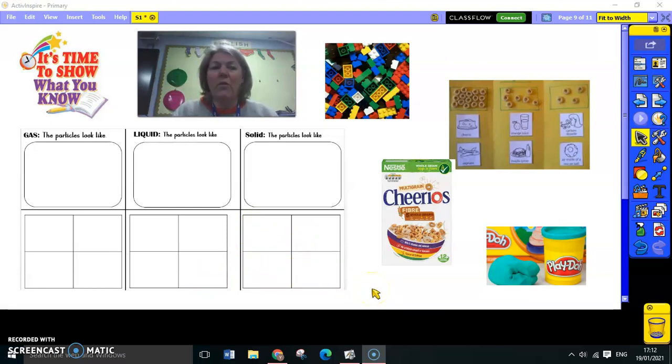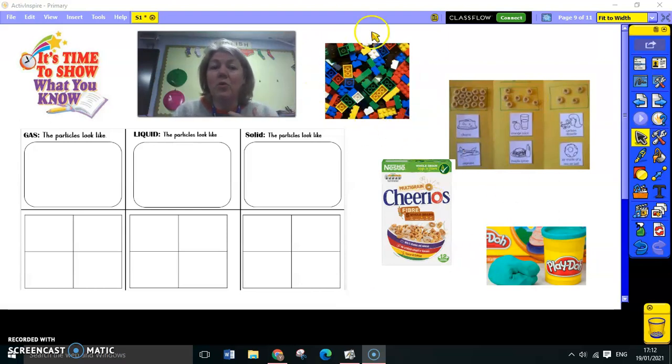Okay, so you could show it me just by doing the sheet, or you can be super creative, and I don't mind how you show it, but what I want to know is, I want you to show me what the particles look like in a gas, a liquid and a solid, and I want you to give me 4 examples of each one.